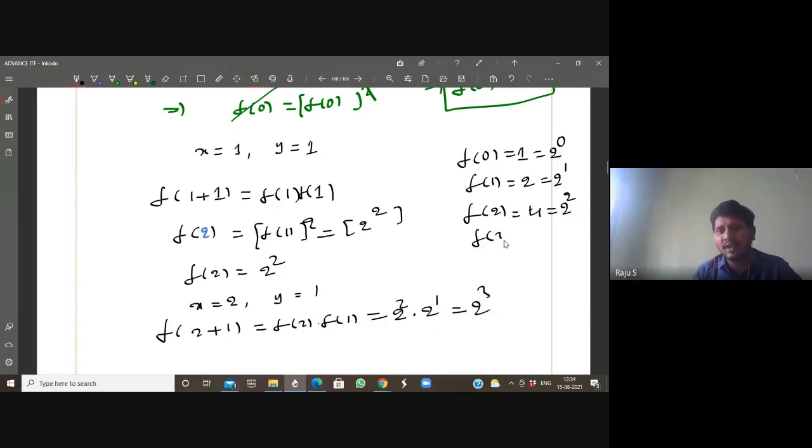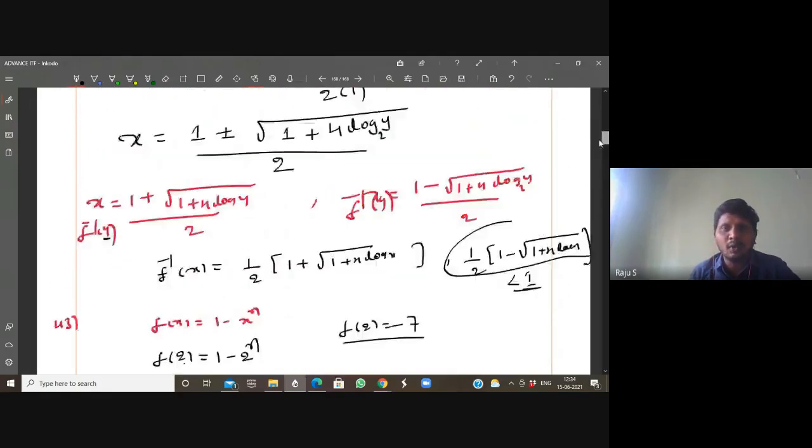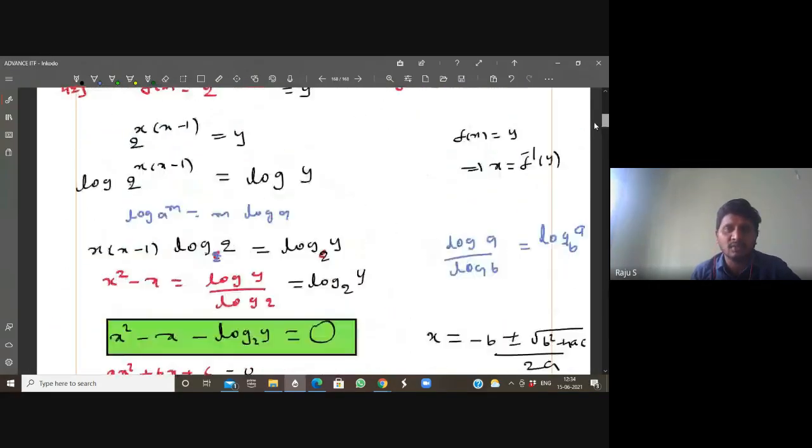So f of 3 value is what? We got 2 cube. So what is f of x then? When I give 3, 2 power 3. When I give input 2, 2 power 2. 2 is fixed. Then f of x, shall I write 2 power x? Yes or no?